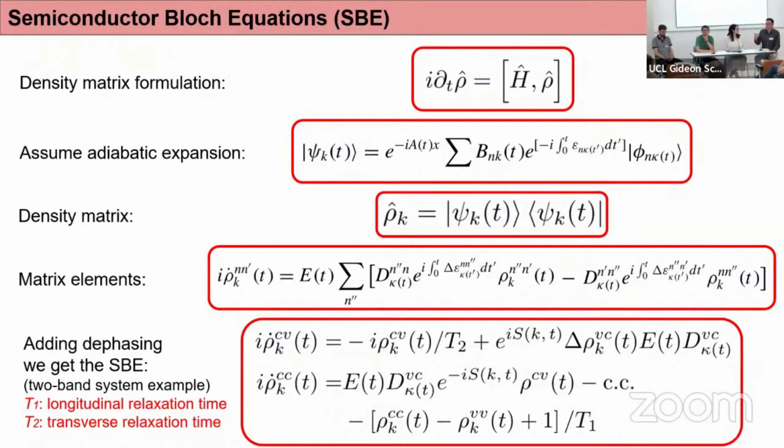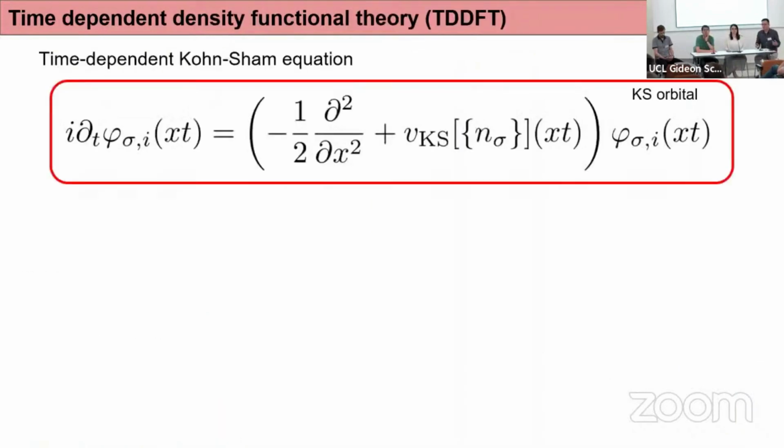And usually, depending on the application, this T1 is in many situations neglected, and this T2, the dephasing time, will have different time scales depending on which states you are analyzing. In the case of Stefano, for instance, he analyzes core states, while usually in HHG you only care about valence electrons.